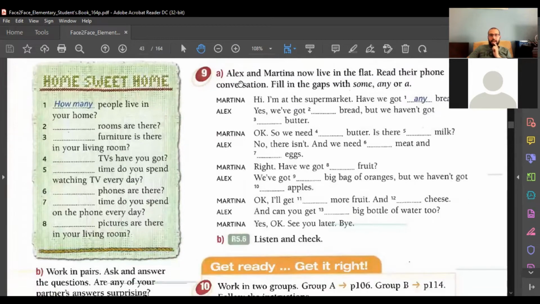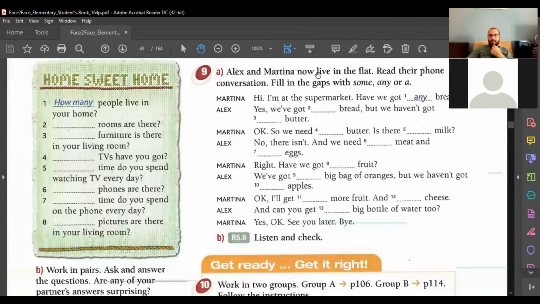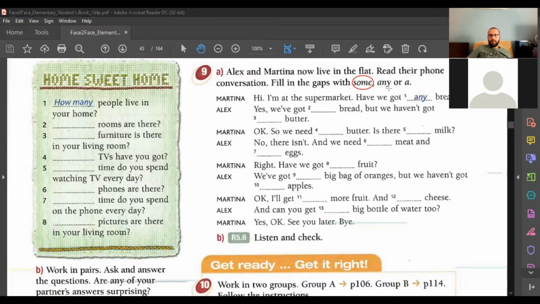So it says here, Alex and Martina now live in the flat. Read their phone conversation. Fill in the gaps with some, any, or a. Okay, so this means we've got three options to choose from. We can use some, any, or a.